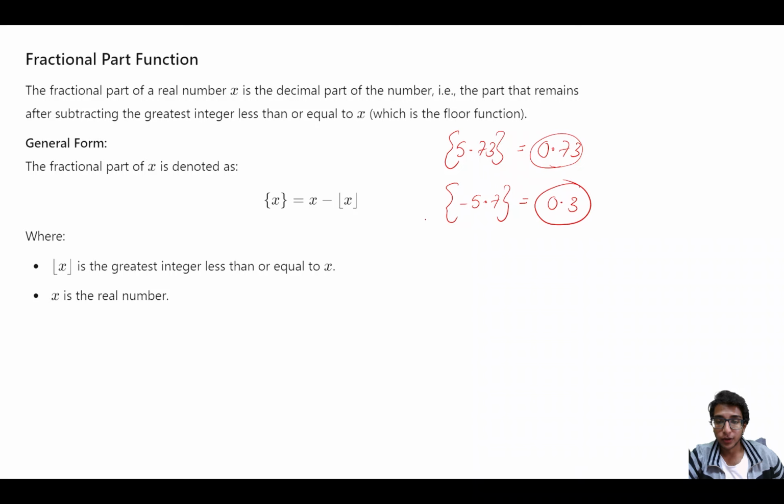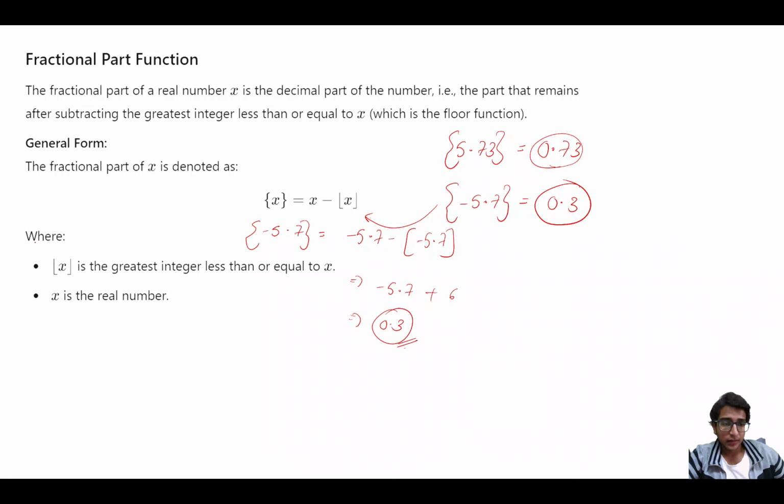So if you try to put these values in this formula, let's say I am finding the fractional part of minus 5.7. It can be written as minus 5.7 minus the greatest integer function of minus 5.7. What is its greatest integer function going to be? It is going to be minus 6. So we would have minus of minus 6 here, which would simply make it plus 6. And if you add this up, you would get 0.3. So that is how you get the fractional part of negative numbers as well.